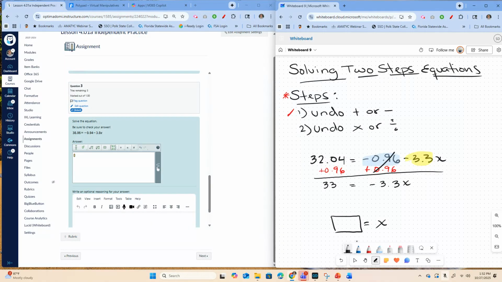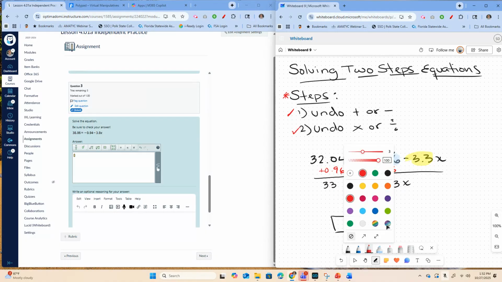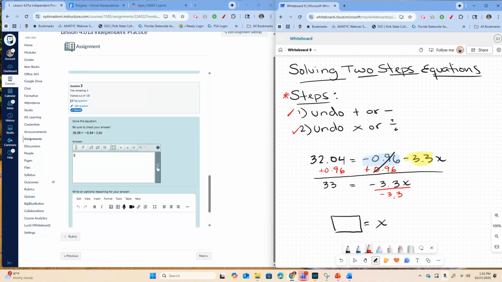And then the second step, you can see here, undo any multiplication or division. Negative 3.3 is multiplying. What's the opposite of multiplying by negative 3.3? Is to divide by negative 3.3. See, that's the opposite of multiplying by negative 3.3. Whatever you do on one side, you do it in the other.